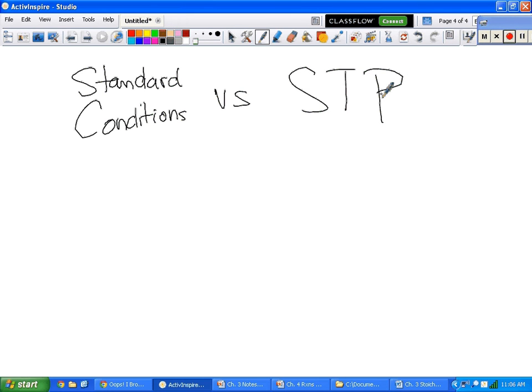Same or different? Different. One key indicator. This is at 25 degrees Celsius. This is at 0 degrees Celsius. That's the biggest difference. So when you hear someone say standard conditions, they're talking about weather conditions. If you're in a lab, would it be 0 degrees Celsius? I hope not. Why? That's really freaking cold. But if it's 25 degrees Celsius, could you tolerate it? Yeah, that's a regular room condition.